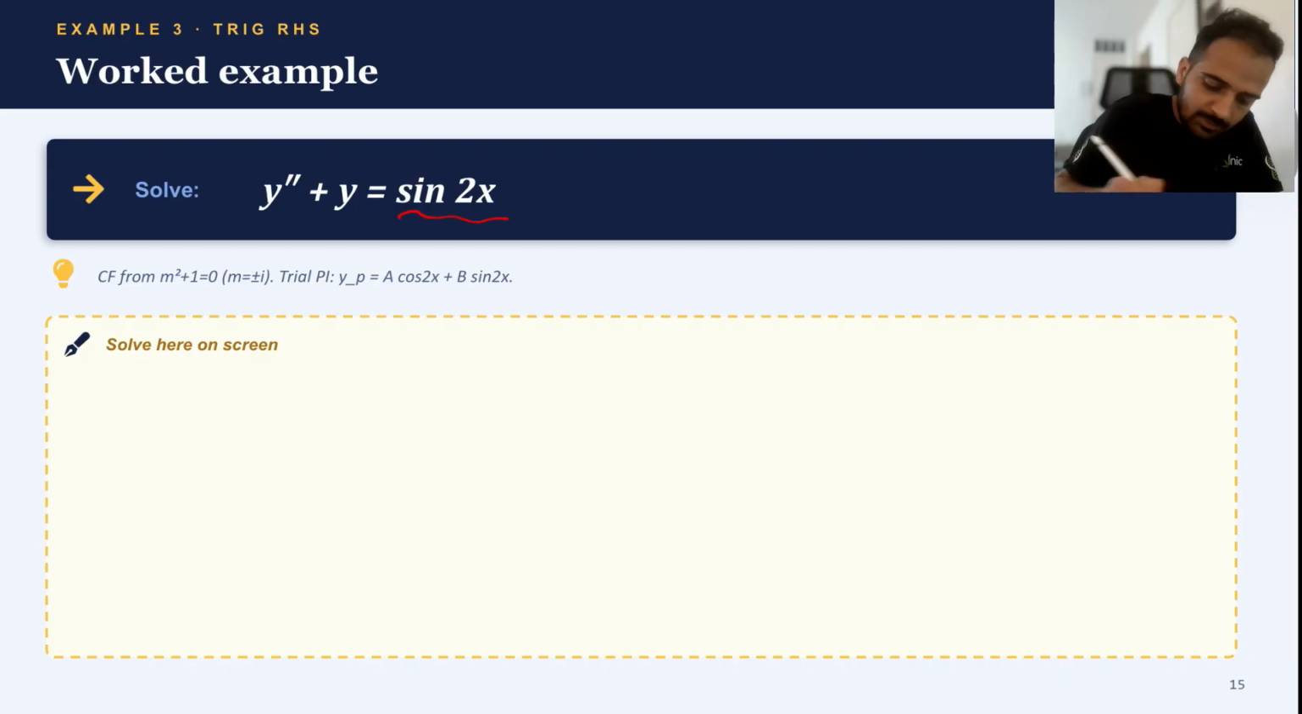So let's first discuss our complementary function. To get the complementary function, you can just put y double prime plus y equals 0. That means your m square plus 1 is equal to 0. Your m will be nothing but plus minus i. That means 0 plus minus 1 times i. Your alpha is 0 here. Your beta is 1, right?